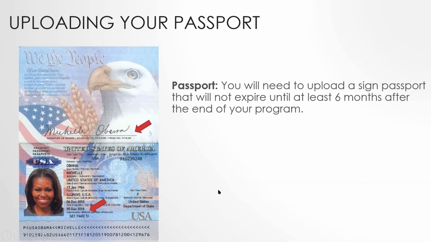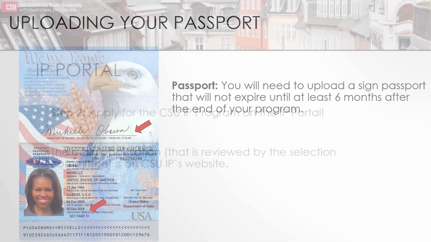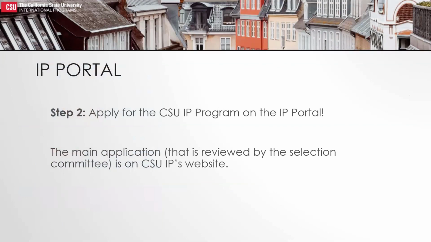If you need to renew your passport or apply for a new one, it's okay to upload a receipt or a Word document stating when you have renewed or applied for your passport, because we want to really know that date to make sure everything is on track. If you do that and later you receive your new passport, just email a copy to studyabroad@csu.edu, as you will not be able to change the section of the application, but the advisors would be happy to help you with that. Then you'll be ready to move on to part two.